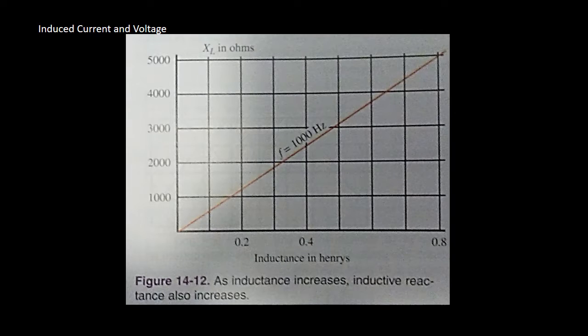In the figure on your screen, the frequency has been held constant at 1000 Hz. The reactance is plotted as the inductance is increased from 0 henries to 0.8 henries. Notice the linear increase in reactance as the inductance is increased. These principles can be applied to filter and coupling circuits. However, you must first understand the traits of reactance and how they change as a result of inductance and frequency of the applied voltage.